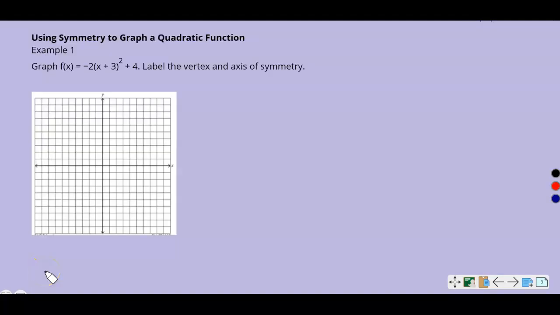Example 1 says using symmetry to graph a quadratic function. All right, remember you have an axis of symmetry when we have a quadratic equation, and it goes through the vertex. If you remember, this is vertex form. Let's write that up here. y equals a times x minus h squared plus k. This is your vertex form.